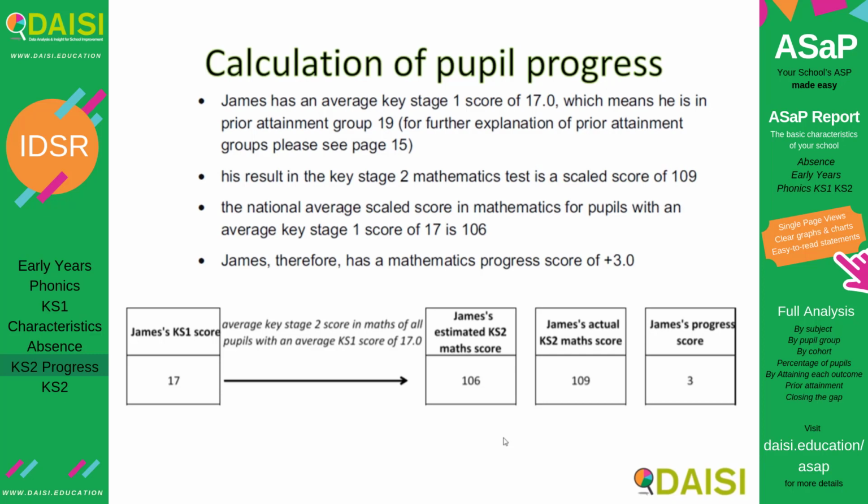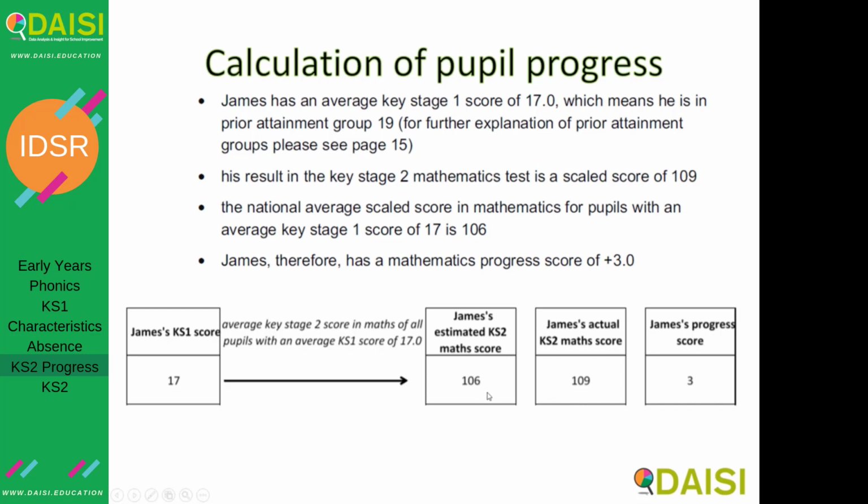So here's an example of how progress is calculated. Taking James, who has an average Key Stage score of 17 back in Key Stage 1. He is in Prior Attainment Group 19. His result in the maths test was a scaled score of 109. His estimated score is 106, so 109 minus 106 means he has a progress score of +3.